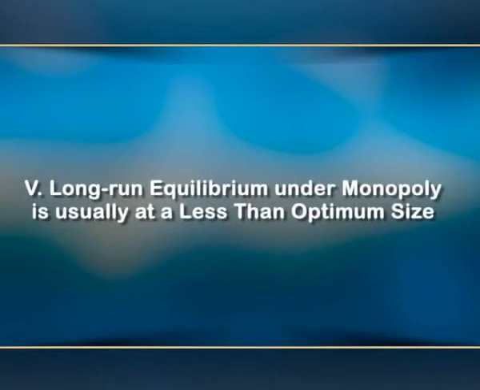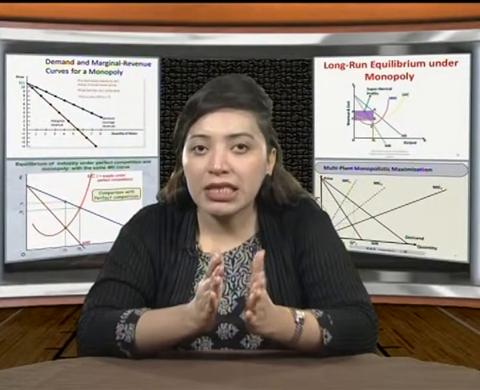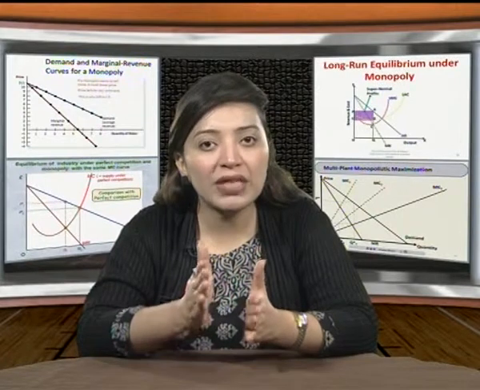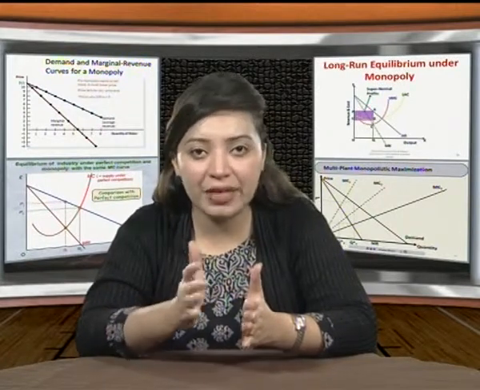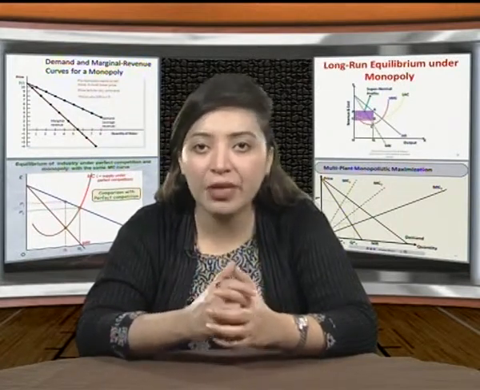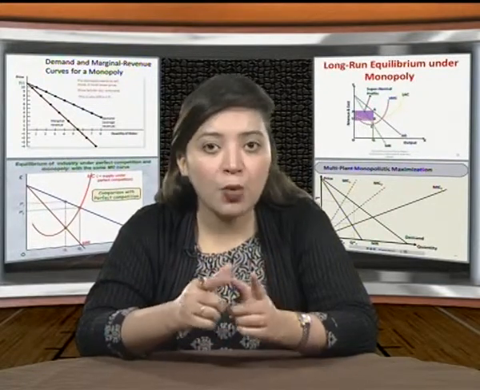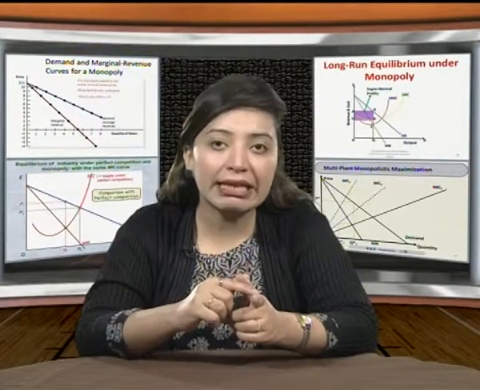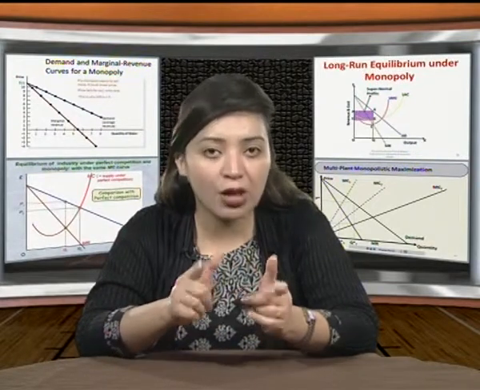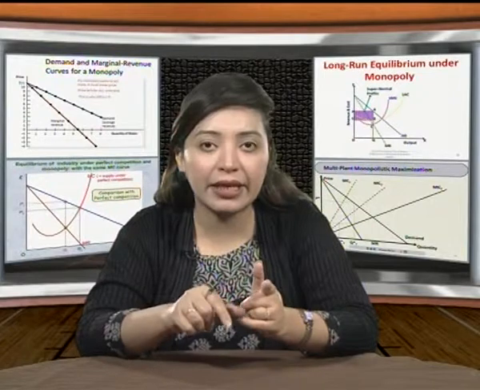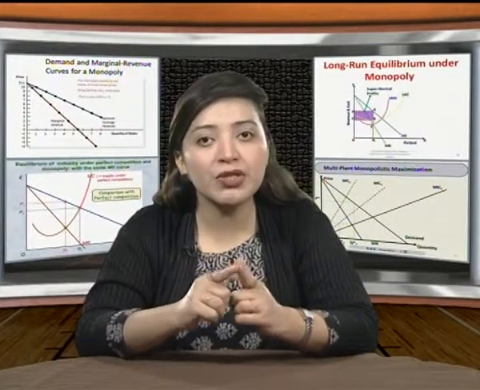Fifth point. Long run equilibrium under monopoly is usually at less than optimum size. There is a last significant difference between the two: a perfectly competitive firm is in long run equilibrium at the minimum point of the long run average cost curve, whereas a monopolistic firm is generally in equilibrium at the level of output where long run average cost is still declining and has not yet reached its minimum point.